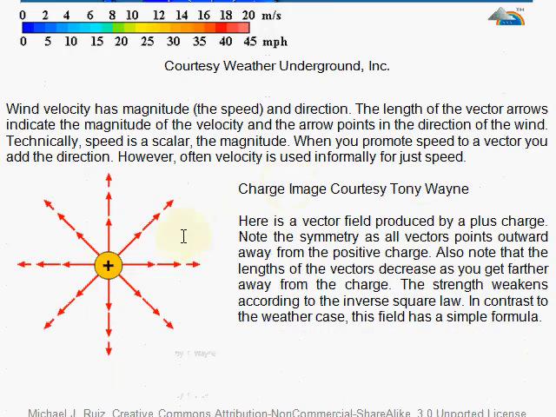Here's another example of a vector case where you have arrows showing you the direction where a plus charge would respond, test charge would respond to this plus charge at this origin, and the size getting shorter means that your strengths are getting weaker as you get farther and farther away.